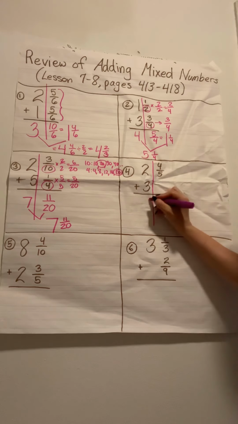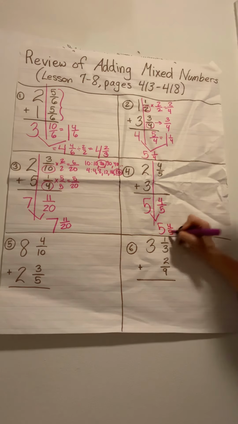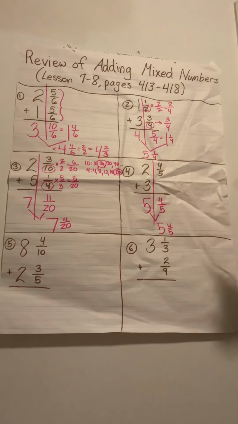2 plus 3 is 5. So altogether, my answer is 5 and 4/5. That's already in simplest form. I'm all set.